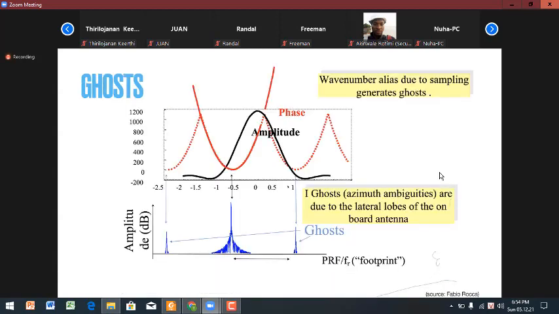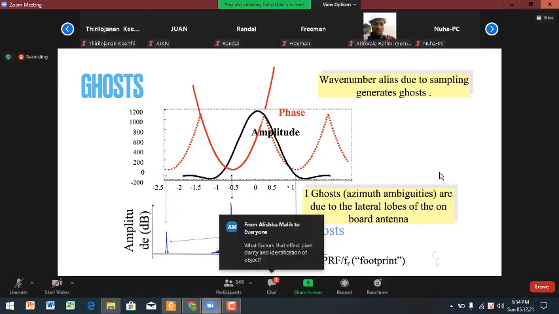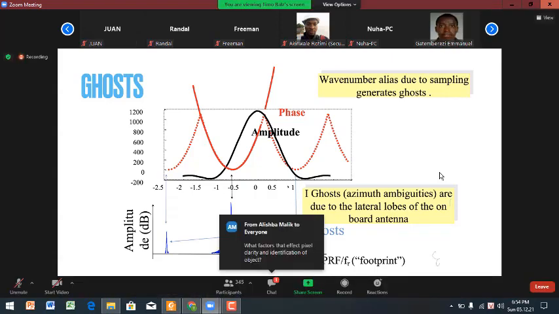Another form of those are ghosts. There are many. A ghost is typically a signal that we do not want, sometimes a signal that we cannot explain in a SAR image.